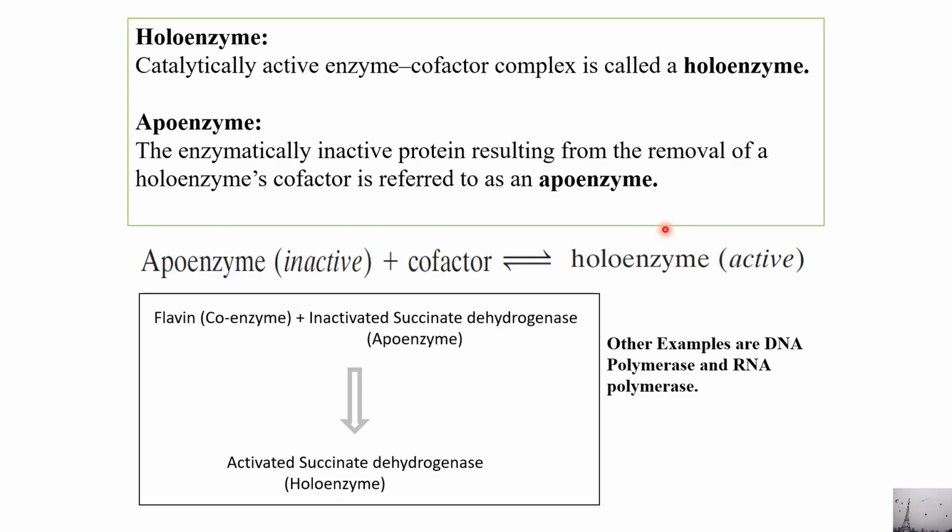The catalytically active enzyme-cofactor complex is known as the holoenzyme, and the enzymatically inactive protein resulting from the removal of the holoenzyme's cofactor is referred to as the apoenzyme.